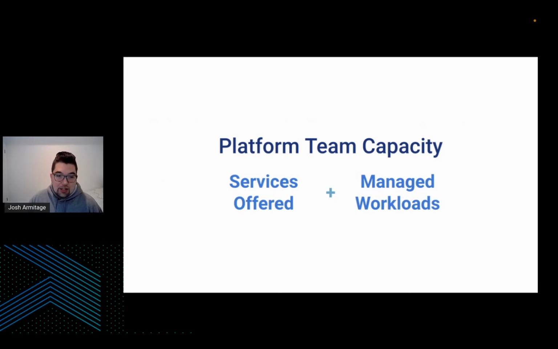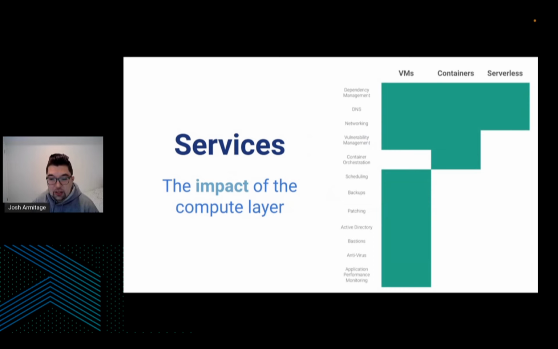Okay, platform team capacity. When you're looking at these platform teams and you want to get this sublinear scale, there's two main dimensions by which your platform team capacity gets challenged and constrained. One is the amount of services you offer, and the second is the amount of workloads you actually manage for other teams. So when we talk about services, and this is just looking at the compute layer, there's a variety of different ways of looking at this, but this is the easiest one. When you look at serverless, containers and virtual machines, the services you need to provide for teams to be able to operate autonomously and not be reinventing the wheel are quite different.